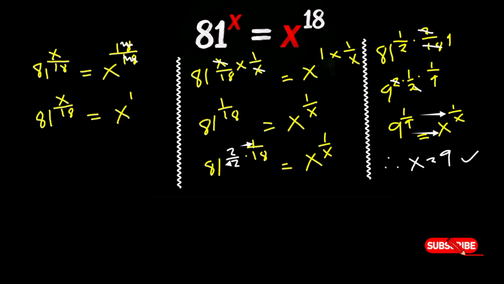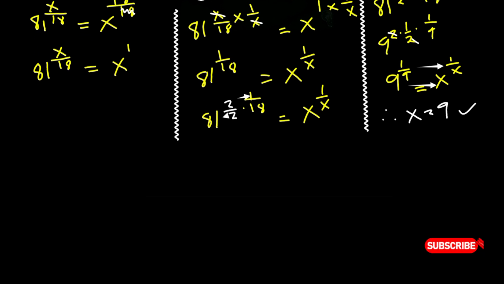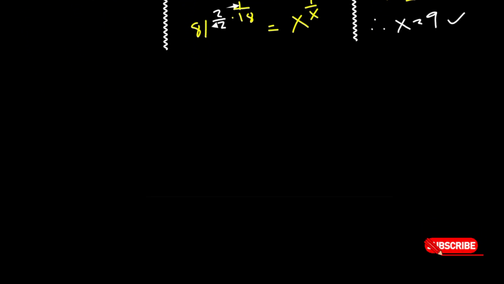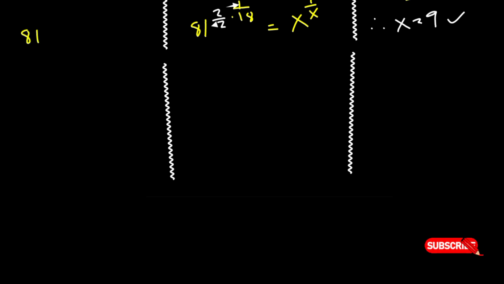That's correct. But then we probably might have tried this with logarithm and we did not get it. Well, what's the proper way of solving this with logarithm? Let us check it out. We have 81 raised to the power of x equals x to the power of 18. So here now we just take log of both sides.